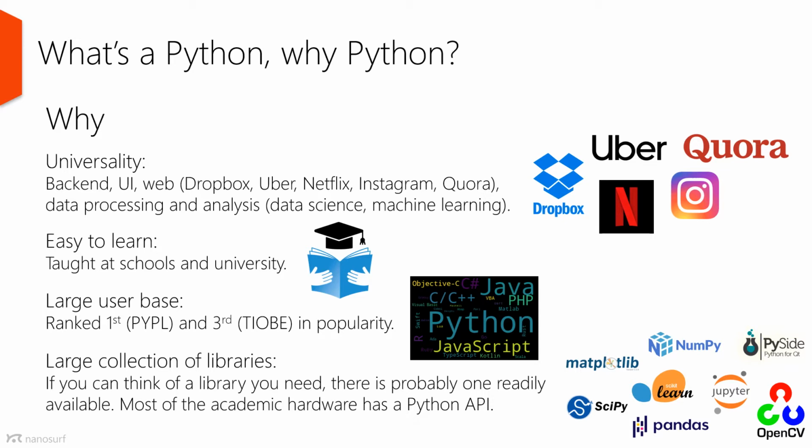Other advantages of Python include its universality. It can be a backend, front-end, or web development language. It is easy to learn, and not surprisingly, it is often taught at schools and universities. It has a very large user base, so it is a popular language. And as a result, it has a huge collection of libraries. If you can think of any functionality you might need, it is probably already written, so you don't need to invent everything by yourself.